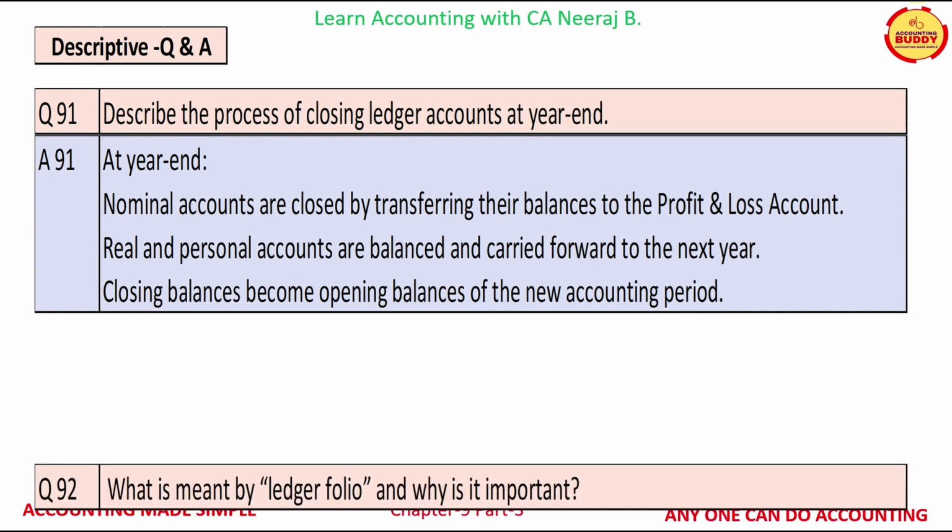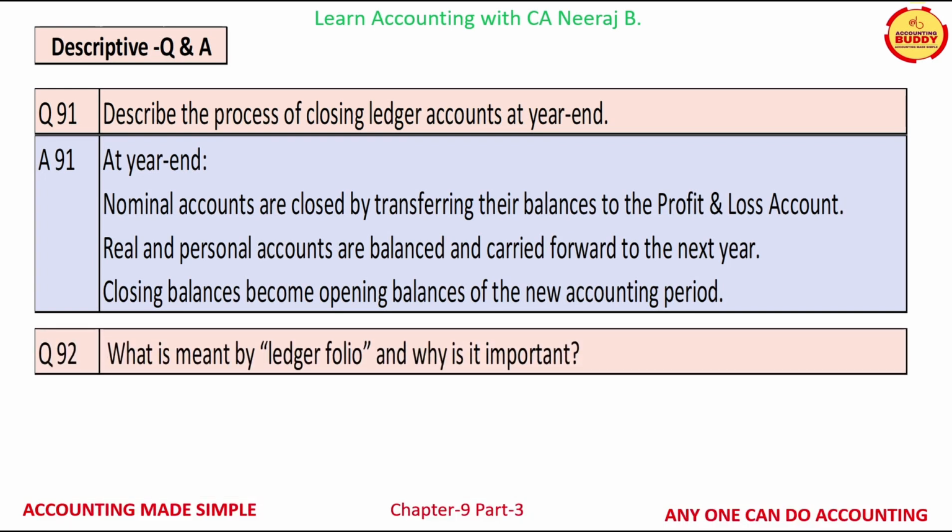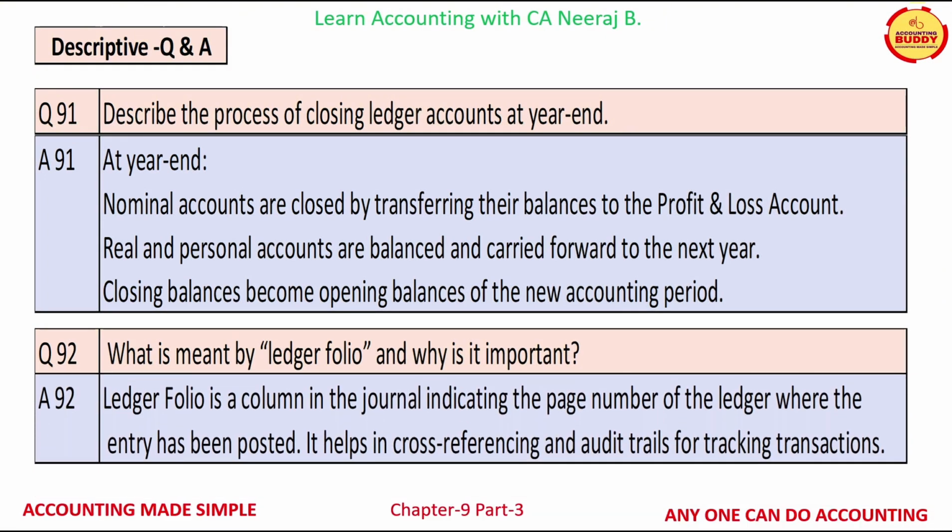Question number 92. What is meant by ledger folio and why is it important? And the answer is ledger folio is a column in the journal indicating the page number of the ledger where the entry has been posted. It helps in cross-referencing and audit trails for tracking the transactions.